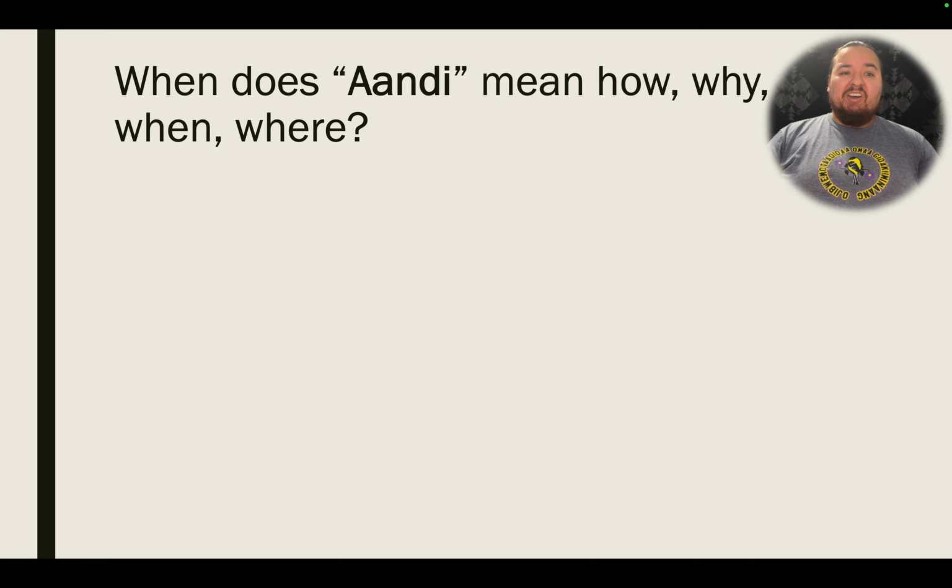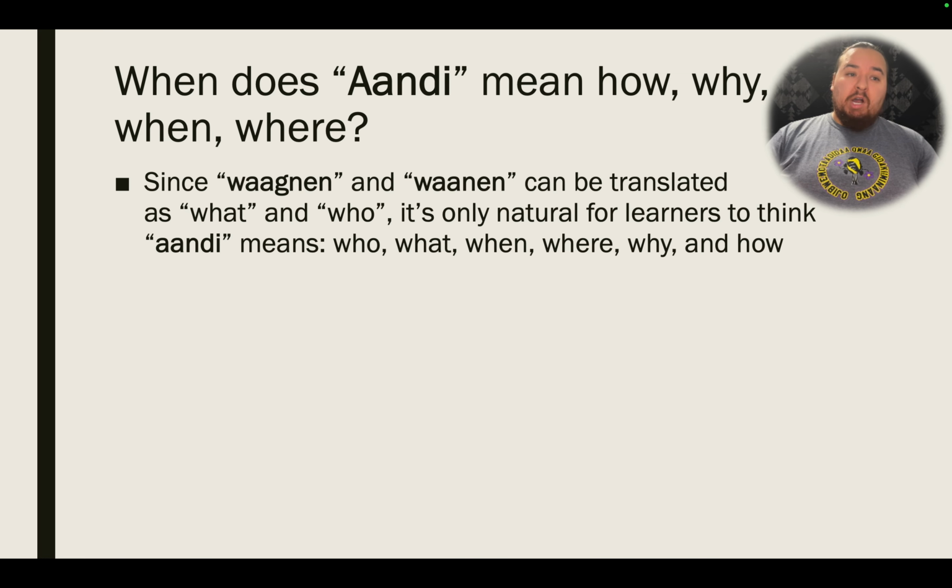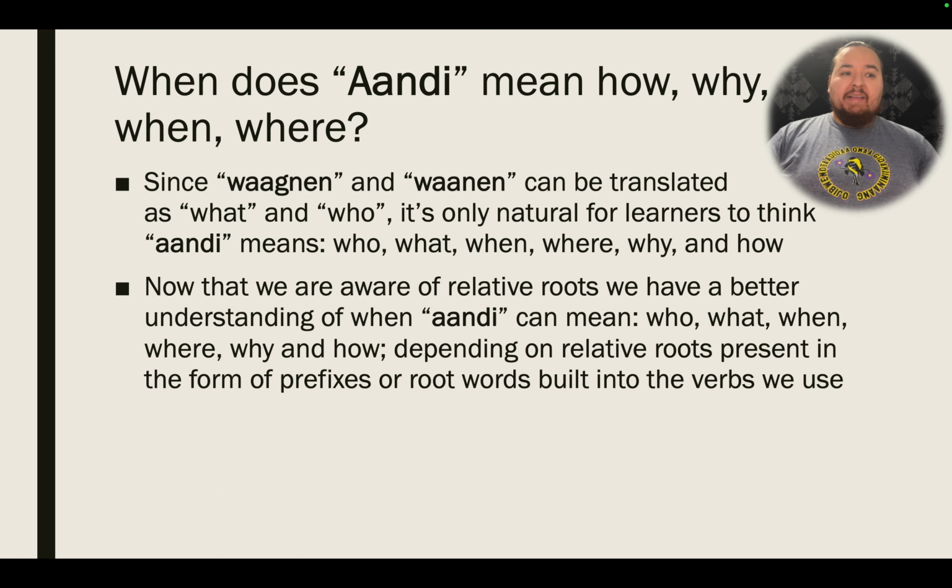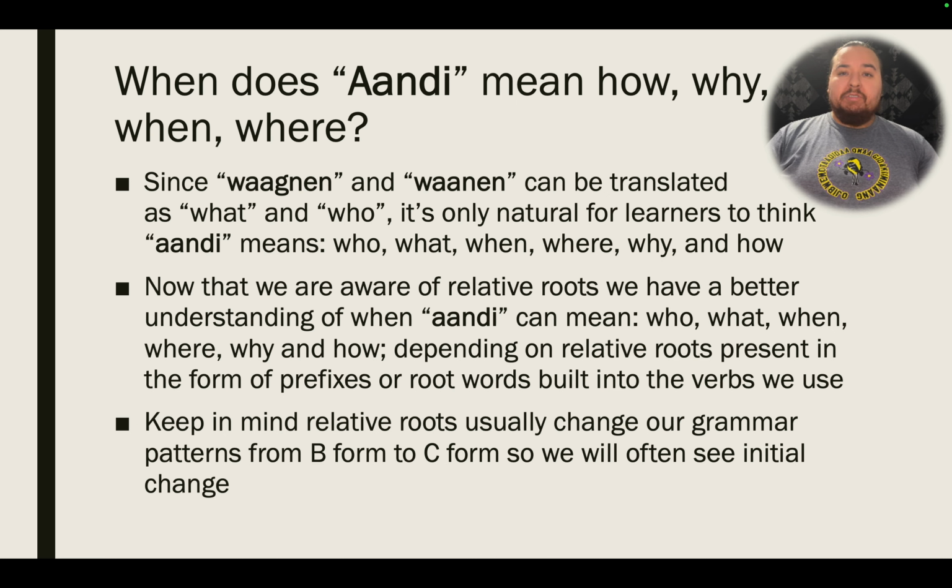Alright, so when does onde mean how, why, when, and where? Since wagnen and wanen can be translated as what and who, it's only natural for learners to think that onde means who, what, when, where, why, and how. So now that we are aware of our relative roots, we have a better understanding of when onde can mean who, what, when, where, why, and how, depending on relative roots present in the form of prefixes or root words built into our verbs. So keep in mind, relative roots usually change our grammar patterns from B form to C form, so we'll often see initial change when relative roots are present.